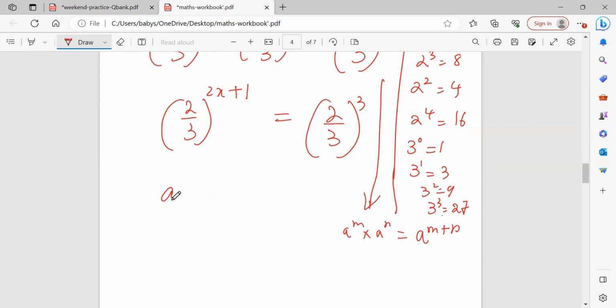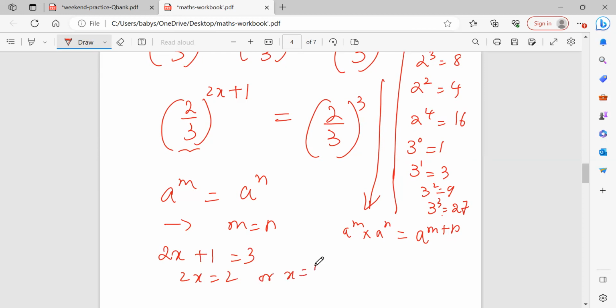Now the bases are the same. If a to the power of m is equal to a to the power of n, you can infer that m is equal to n. If m is not equal to n, then that means a should be equal to 1, I told you. But now we are not going to do that because the base is the same. So equate the powers: 2x plus 1 is 3. 2x is equal to 2, or x is equal to 1.